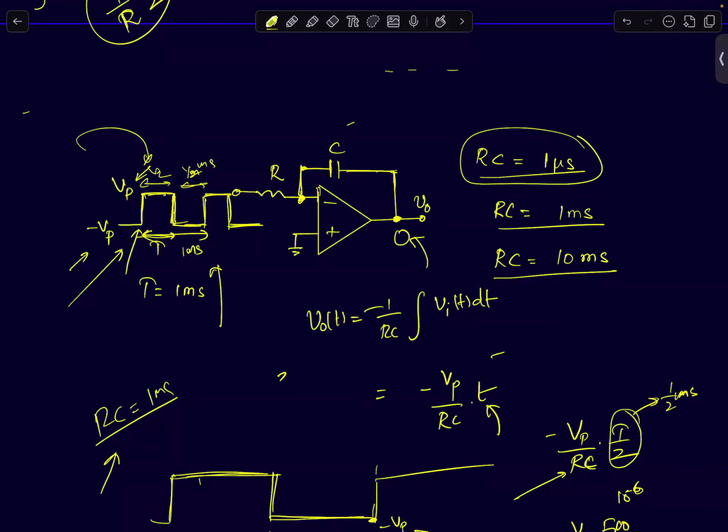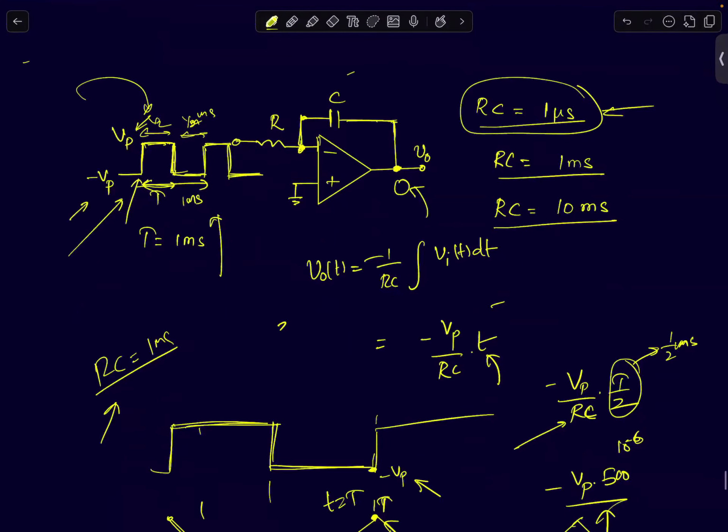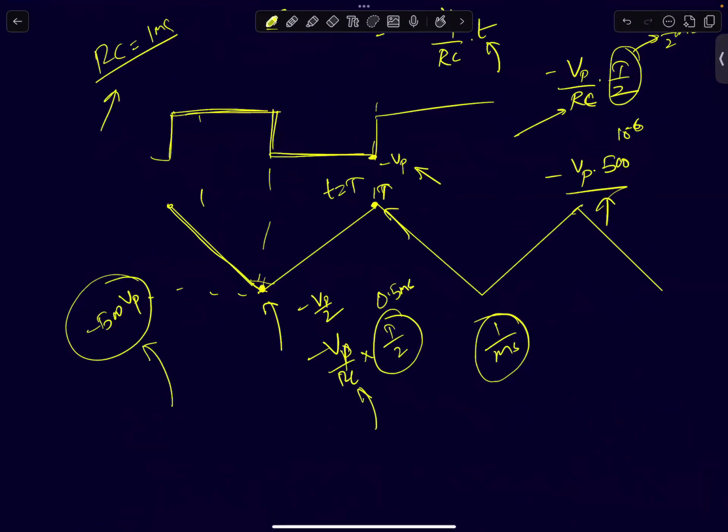A smaller time constant generally means that you can charge the capacitor very fast. That's all it means. So that's why for 1 microsecond, you're able to charge the capacitor so fast that within that half a millisecond, it reached minus 500 Vp, which is a very large voltage. But for a 1 millisecond time constant, and the half cycle being half a millisecond, you are able to only charge to half of the input voltage peak, minus Vp by 2.